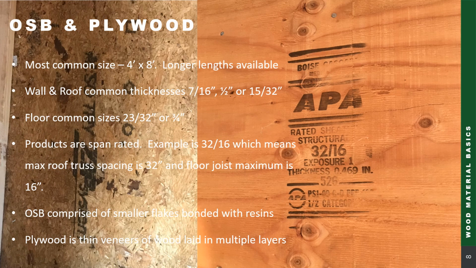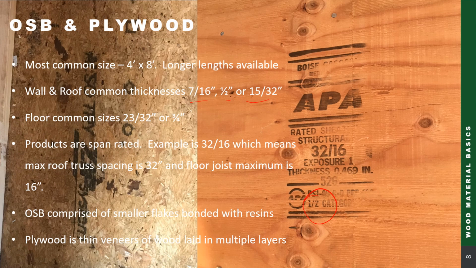OSB and plywood typically come in sheets of 4 foot by 8 foot, with the most common thicknesses being 7/16 inch, 1/2 inch, or 15/32, shown right here. And if you want to determine the thickness just by the labeling, you can see this example on the sheet of plywood where it says 1/2, meaning that's a 1/2 inch product. In floors, quite often those products will be 23/32 or 3/4 of an inch. The reason for that is just to provide a thicker, more solid surface for things like tile, for walking on, etc. In addition to this, most of your OSB or plywood products will have a span rating.